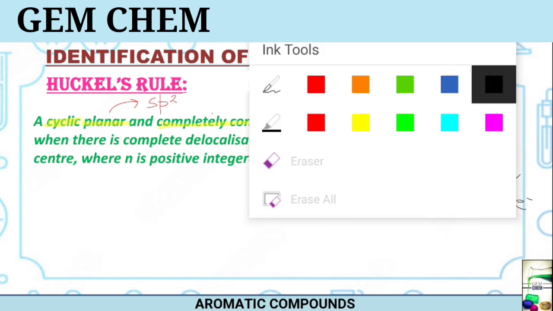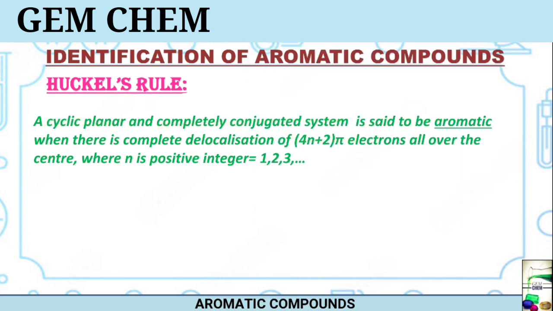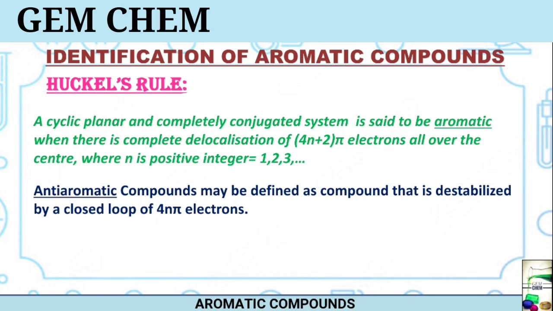Now we will deal with the next one, that is antiaromatic. If you see that a compound is in a closed loop just like the previous case, but the number of pi electrons present in it is 4n instead of 4n plus 2, then we can say that the system is destabilized by 2 electrons, and as a result this is known as an anti-aromatic compound.